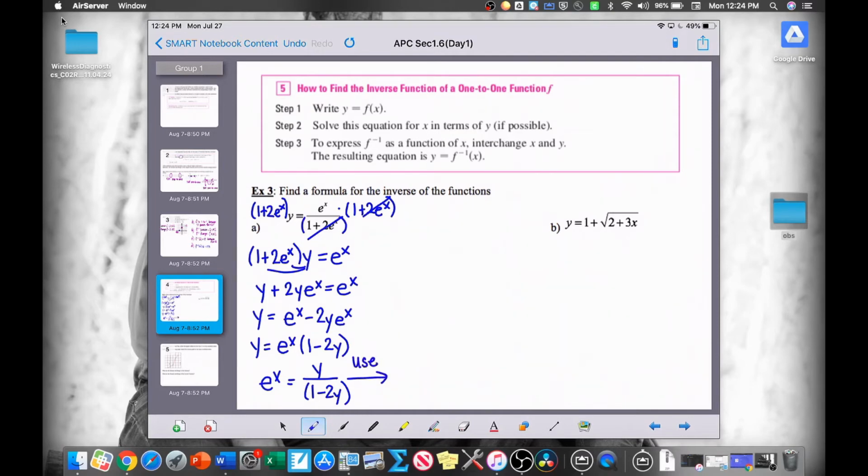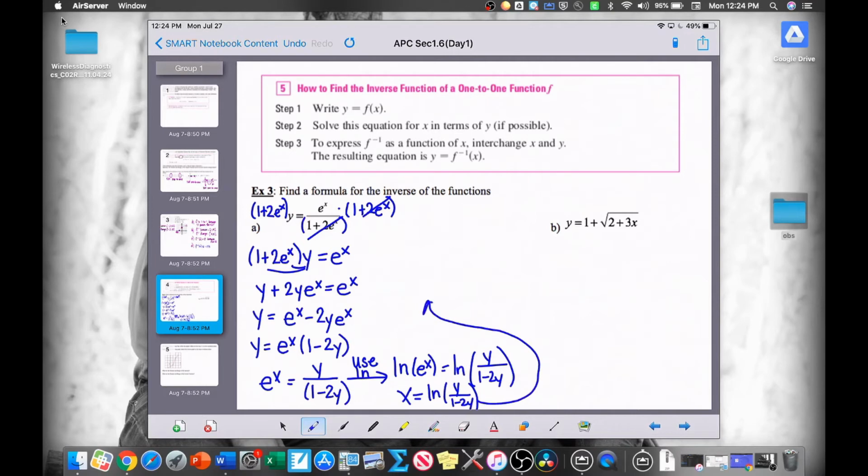So right here, I'm going to use ln to rewrite this. Basically, I'm going to take the natural log of both sides of the equation. So natural log of e to the x is equal to natural log of y over 1 minus 2y. And on the left-hand side, the ln and the e, natural log base e of e, that just cancels out. So over here, we get x is equal to the natural log of y over 1 minus 2y. But that's not how we write our answer.